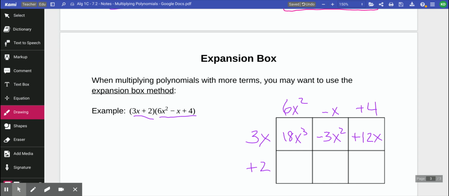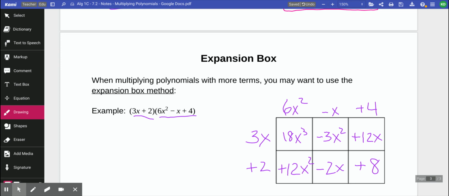All right, bottom of this box, 6 times 2 is 12, so plus 12x squared minus 2x plus 8. Okay, again, every box has a different exponent. If I look on the verticals, they should all be different.